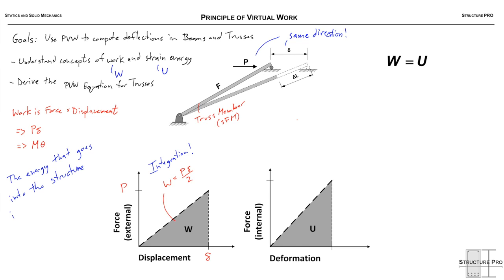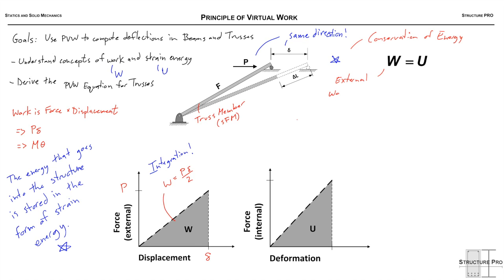Now work is a form of energy, and the energy or the work that's going into the structure is stored in the structure in the form of strain energy, so deformations. And we can relate these two because they're equal. Whatever we put in is what is stored in there. So this is called the conservation of energy. This is one of the ways we can state that. So W equals U, your external work done on the structure is equal to the internal strain energy stored in the structure. And just how we plotted the work being done, we can also plot the deformation being stored.